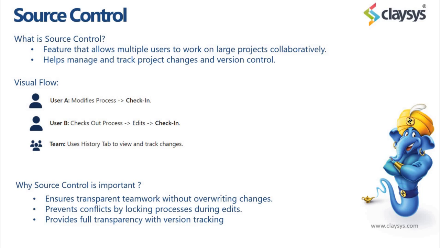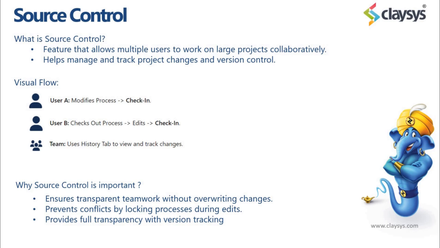Source control in RPA Genie Studio is a feature that allows multiple users to collaborate on large projects. With the Genie source control integration, teams can work seamlessly without overwriting each other's changes. Whenever a user finishes modifying a project or a process, they can check in the changes, making it available for other users to continue working.